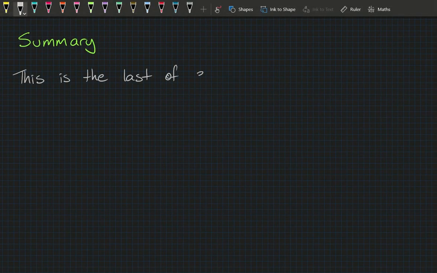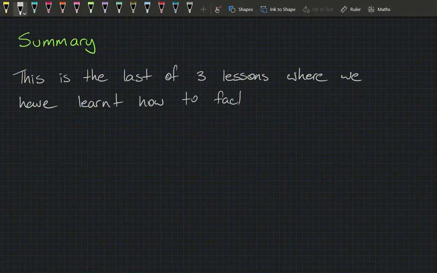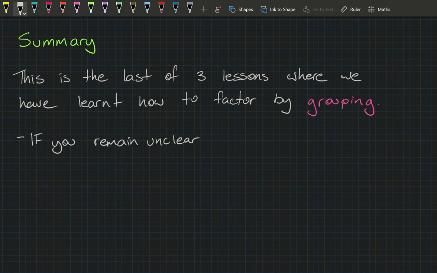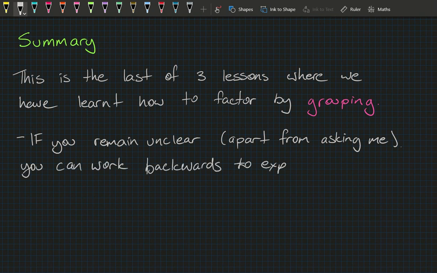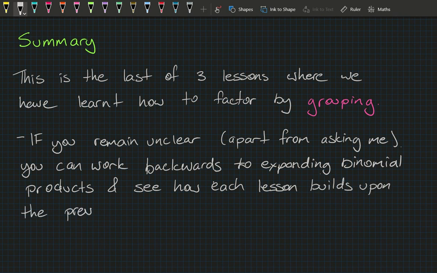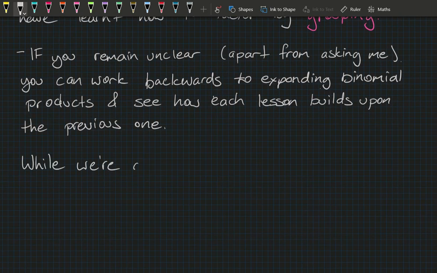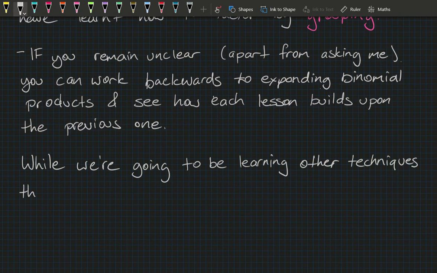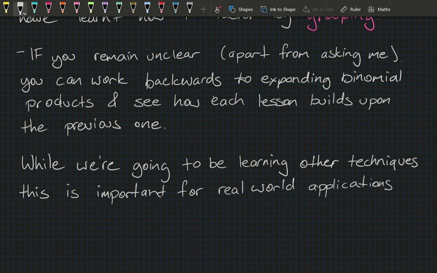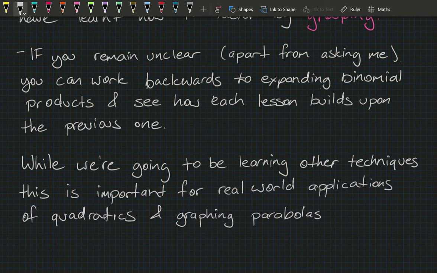Okay, this is the last of 3 lessons where we've learnt how to factor by grouping. If you still remain unclear, apart from asking me, you can work backwards to expanding binomial products and see how each lesson builds upon the previous one. While we're going to be learning other techniques, this is important for real-world applications and quadratics and graphing parabolas.